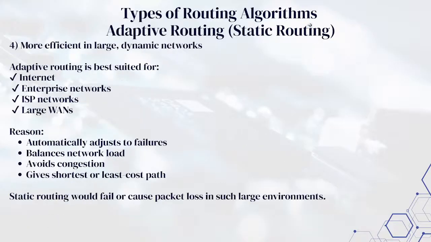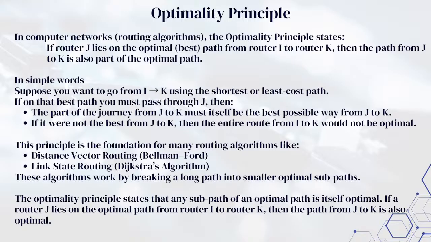Now the next one is, okay, so here we have completed two important topics. That is, one is routing algorithm, and the second one is what is network layer, or what are the design issues of network layer. So those two portions are over. Now the third one is optimality principle, which is again very important.